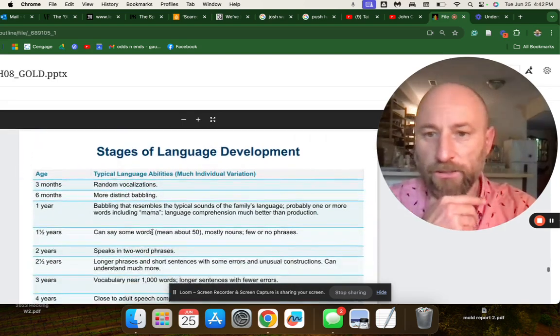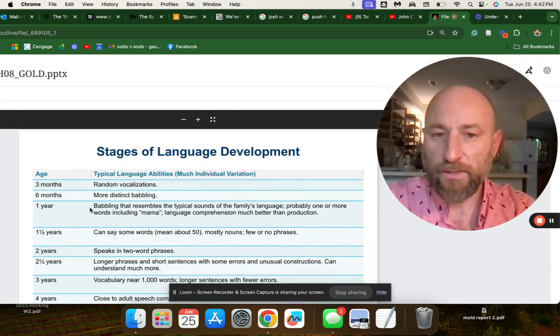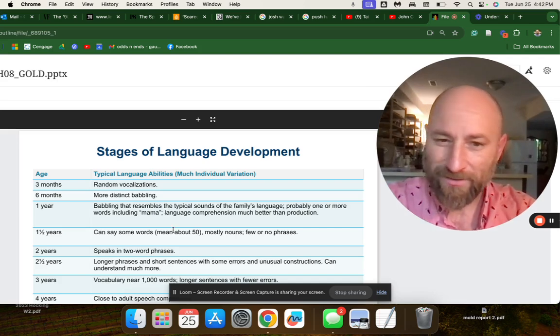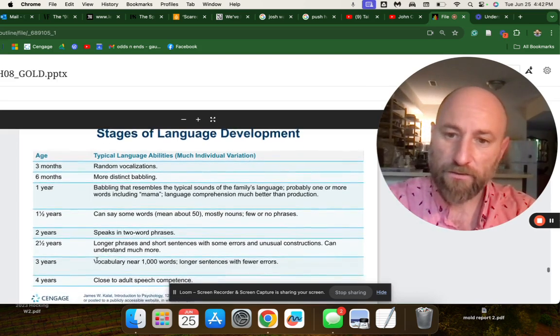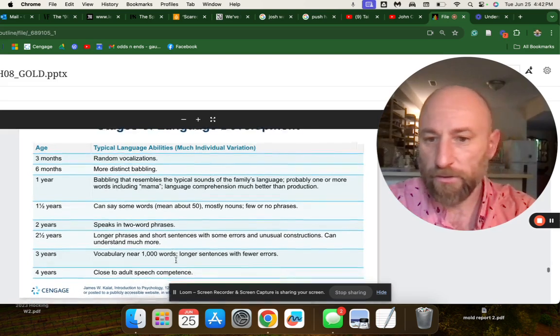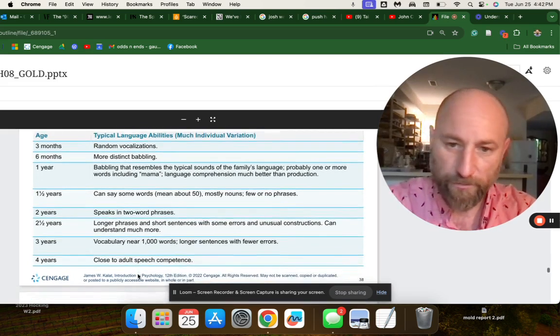Stages of language development: 3 months, random vocalization; 6 months, more distinct babbling; 1 year, babbling that resembles typical sounds of the family's language; 1.5 years, some words. These are averages again. 2 years, 2-word phrases; 2.5 years, longer phrases; 3 years, vocabulary near 1,000 words; 4 years, close to adult speech competence.